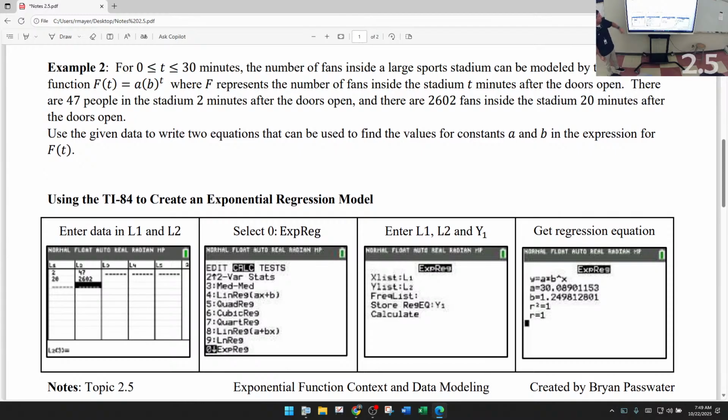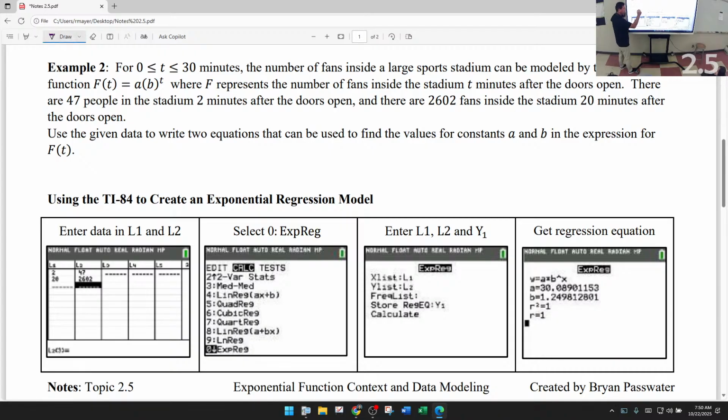Use the given data to write 2 equations that can be used to find the constants a and b in the expression f of t. And this is important because this is a free response question on your AP test. It's on the calculator portion. And this is part A. They're going to want 2 equations with 2 unknowns. They don't care what the equation is, they want 2 equations with 2 unknowns. This should be a really, really easy question.